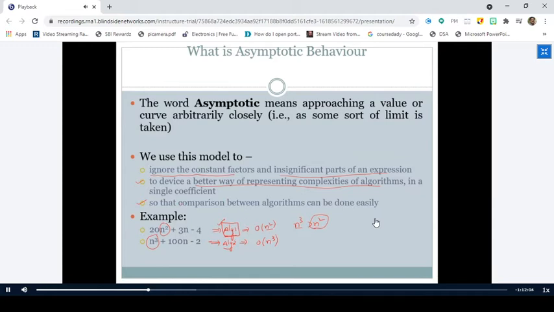So the comparison becomes very easy when we express the complexities of the algorithms in a single coefficient term. The comparison becomes very easy. So these are the three reasons why we make use of these asymptotic notations. Is it clear up to this point? Yes, sir.